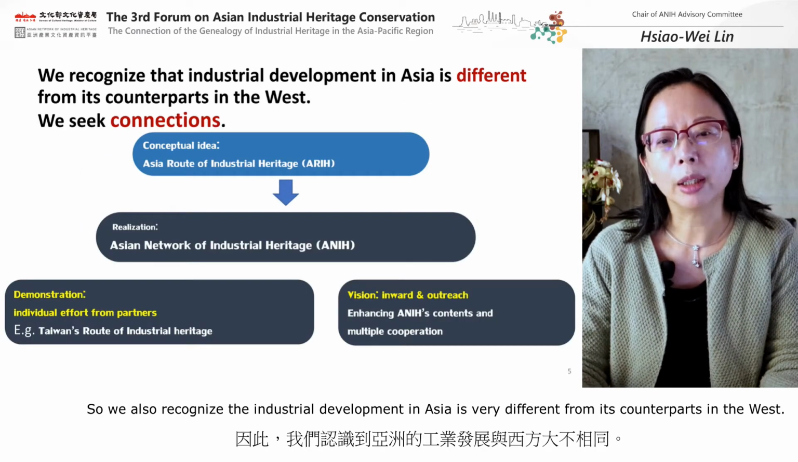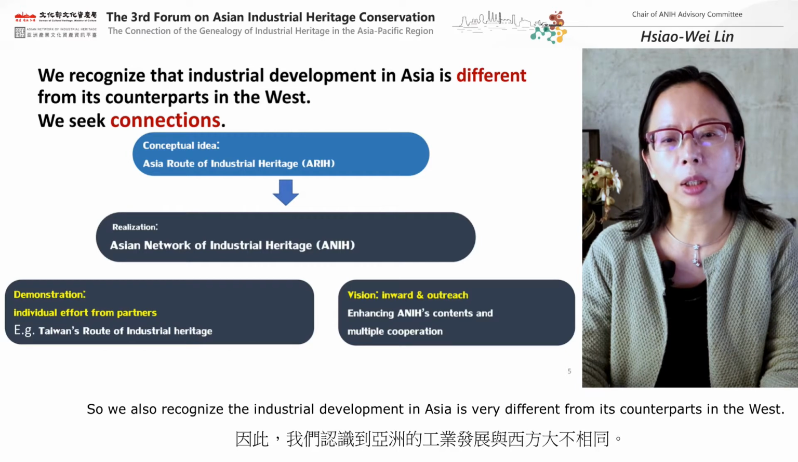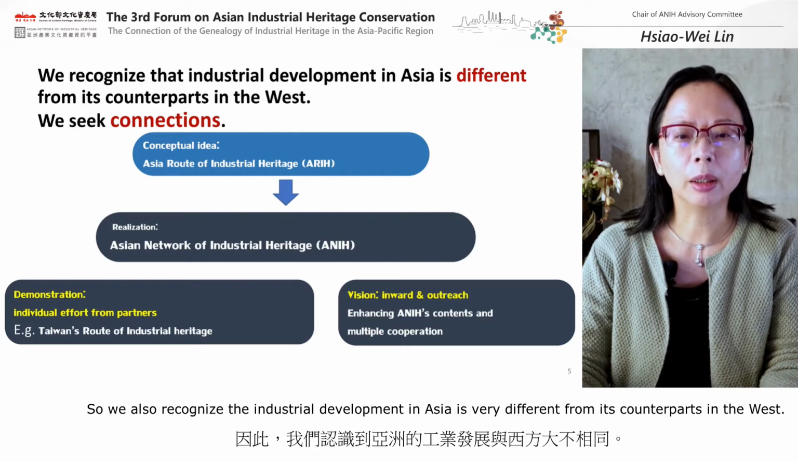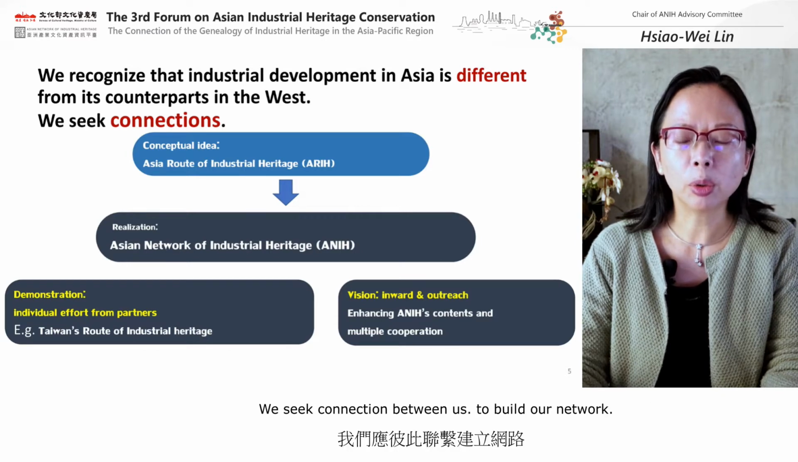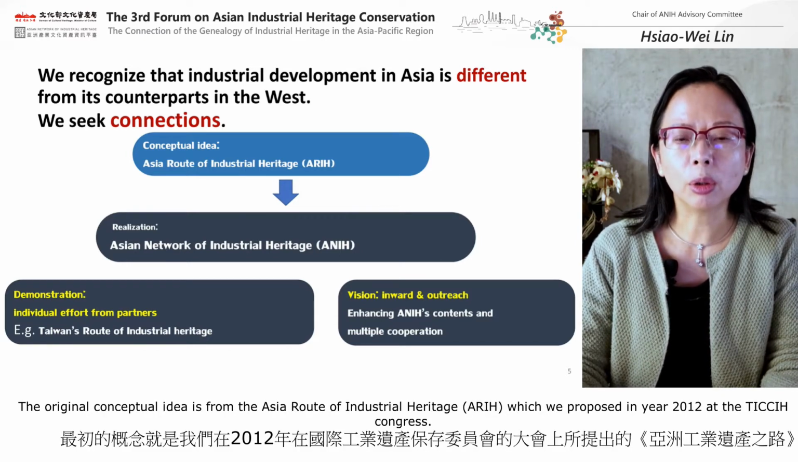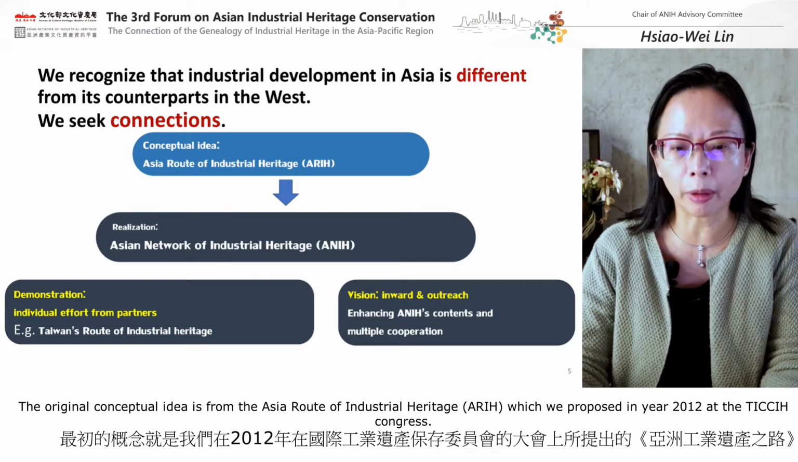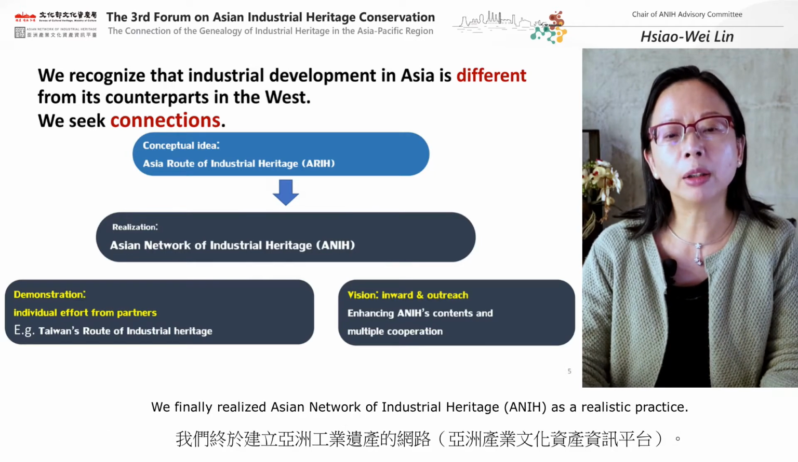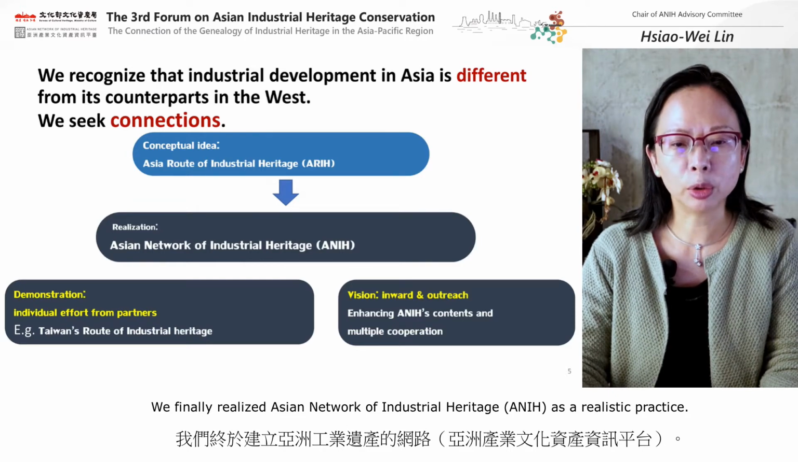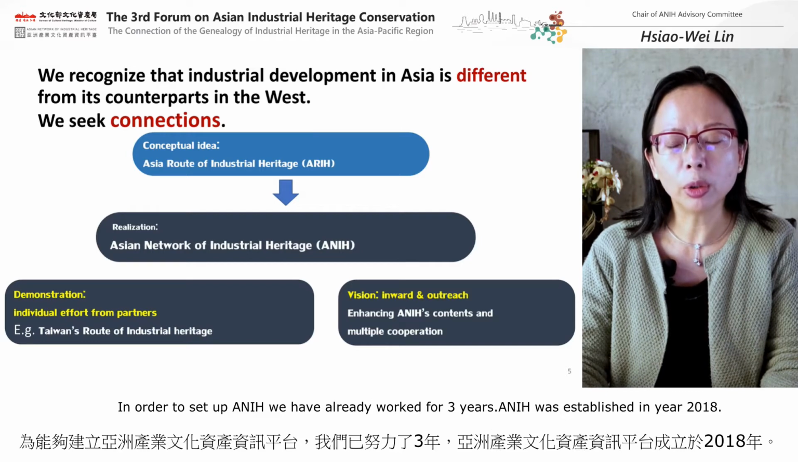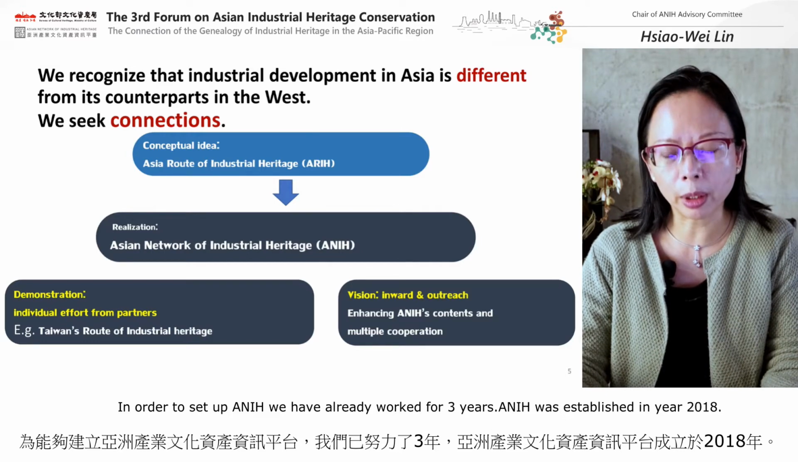So we also recognize the industrial development in Asia is very different from its counterparts in the West. So we seek connections between us. The original conceptual idea, Asia Roots of Industrial Heritage, ARI, which we proposed in 2012 at the TICCIH Congress, we finally realized into the Asia Network of Industrial Heritage, ANIH, as a realistic practice. In order to set up ANIH, we worked for 3 years. ANIH was established in 2018.